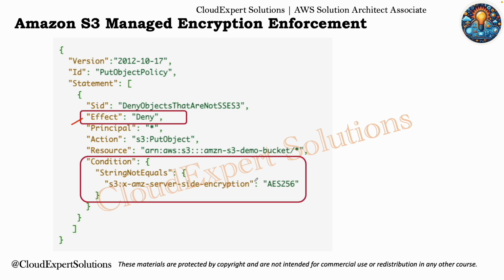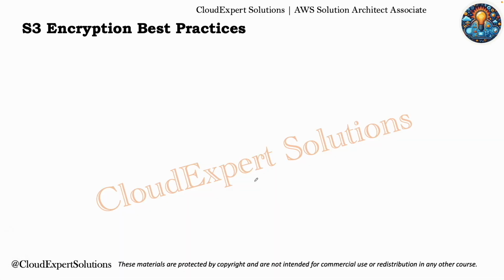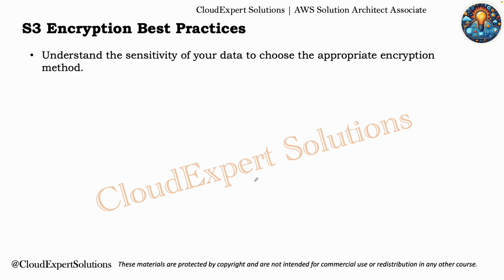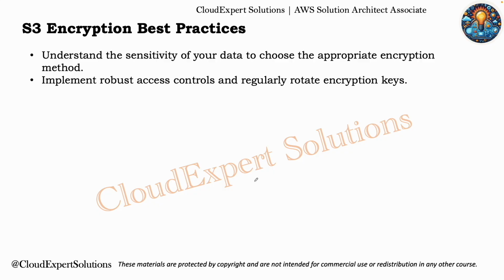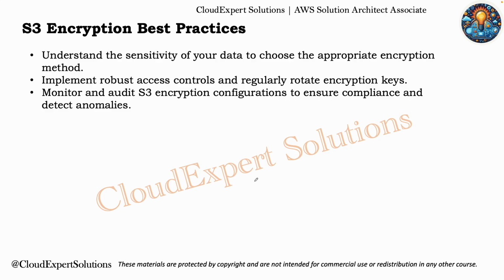Before completing the video, let's understand some S3 encryption best practices. First, you should understand the sensitivity of your data and accordingly you should choose the appropriate encryption method. Then you should implement robust access control and regularly rotate your encryption key. And finally, you should monitor and audit S3 encryption configurations. It will ensure compliance and it will also detect any anomalies that may appear in your system.